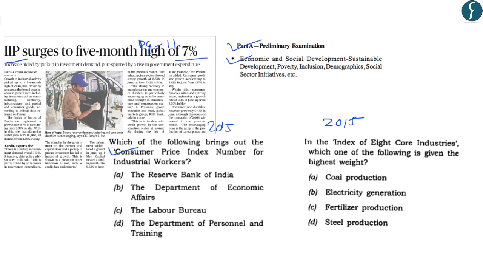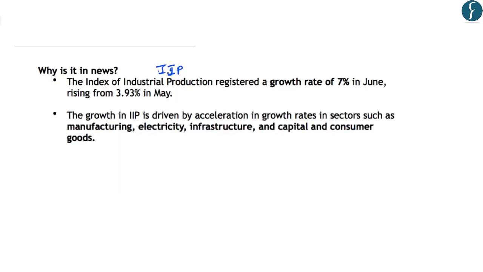So let us try to understand some of the key facts related to the IIP, or the index of industrial production. And in the end, we will try to answer these questions as well. Now this is in the news because the index of industrial production, or IIP, has registered a growth rate of 7% in June and it was only 3.93% in May.